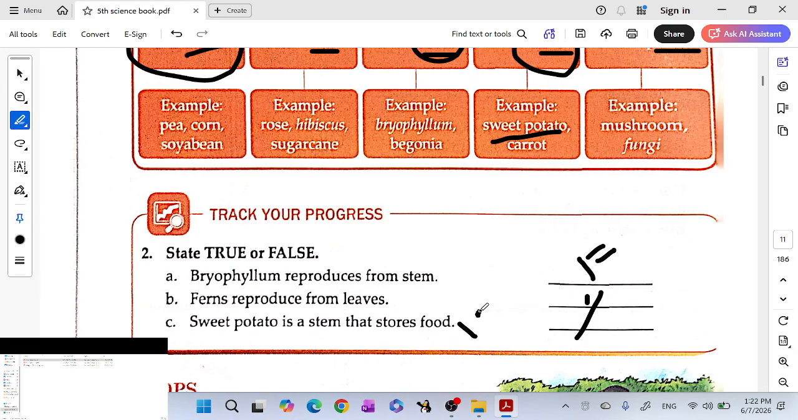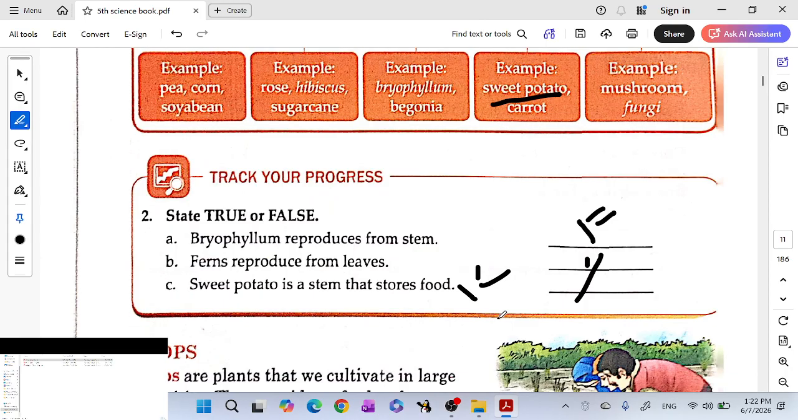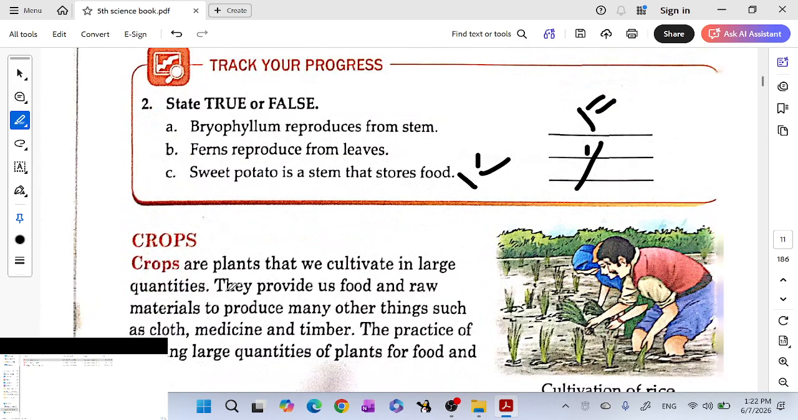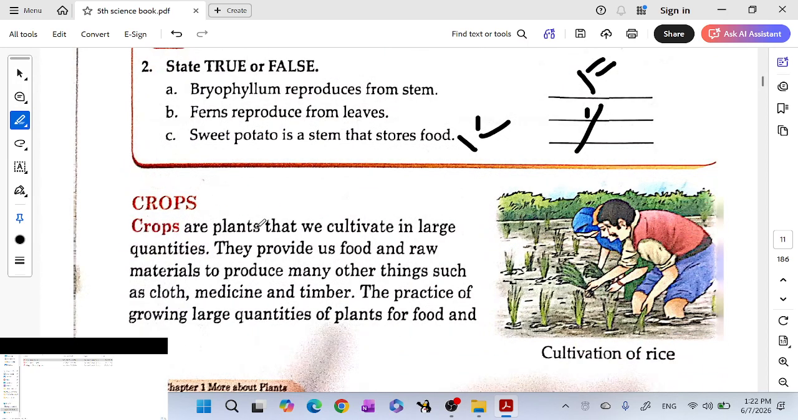These are the true and false questions: false, true, false. In the next session, we will discuss crops.